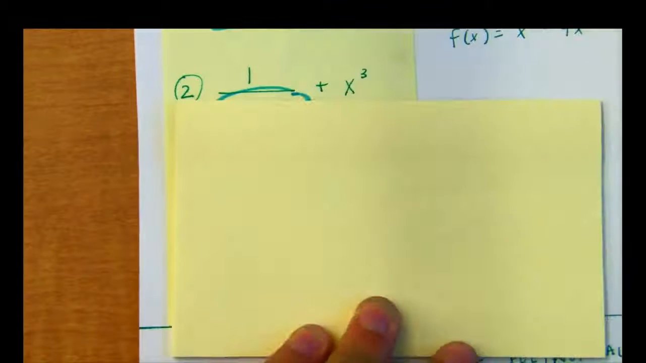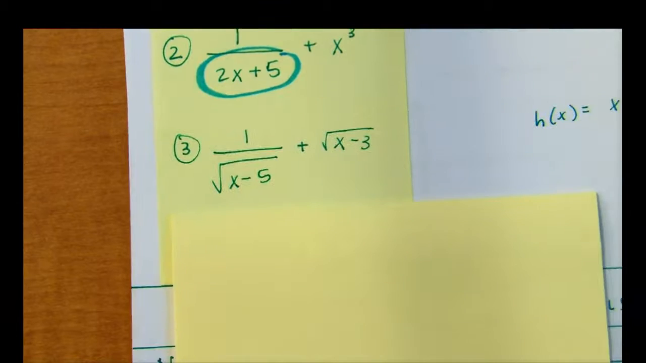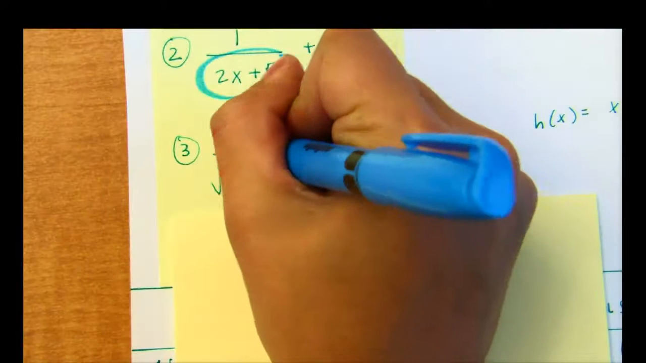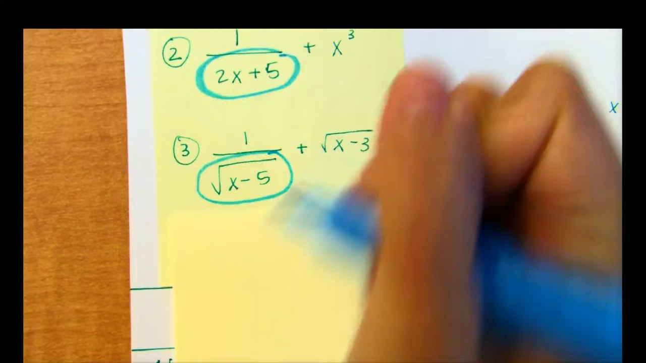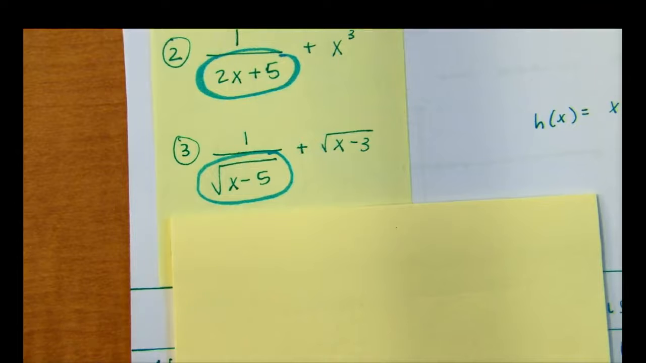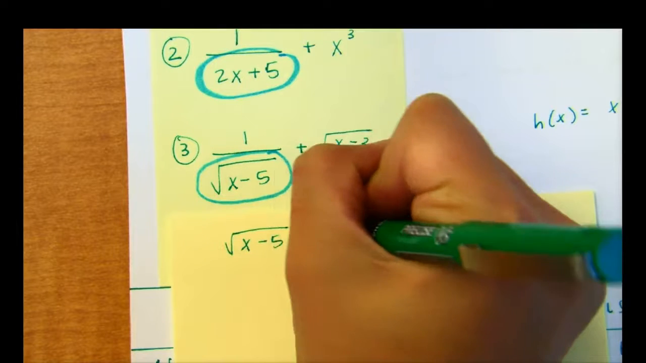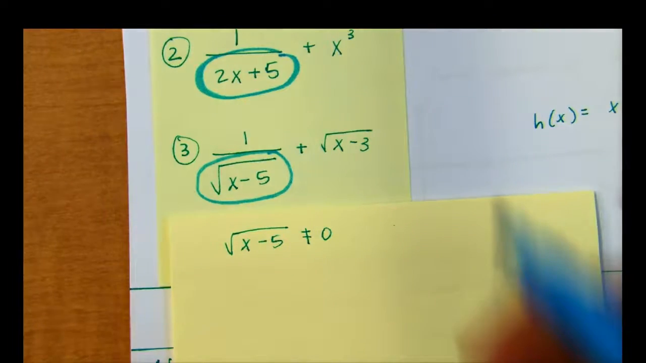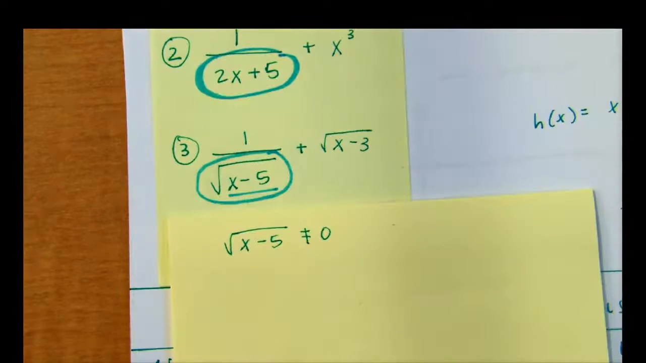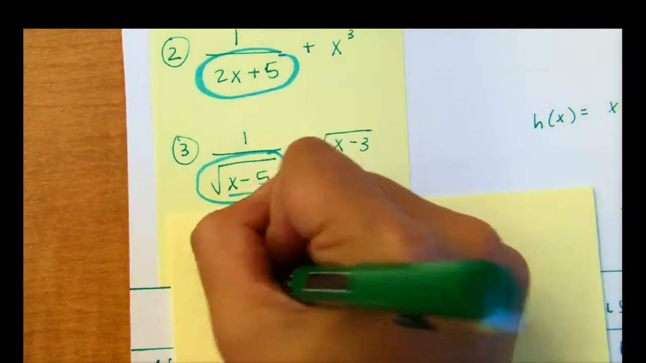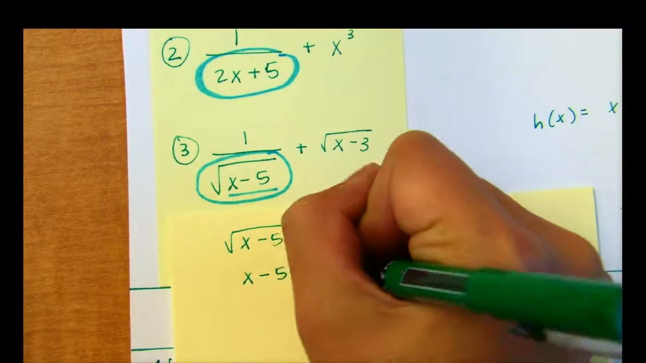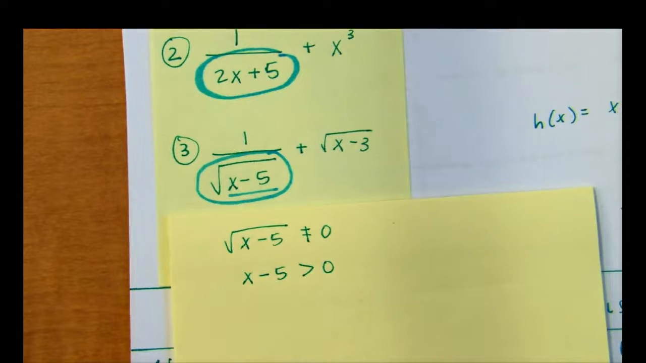Okay, let's look at this third one. Like I said, this was kind of the one that had some combinations that we hadn't talked about. So I've got a couple different restrictions in this equation. The first one is my denominator in this fraction. So the square root of x minus 5 cannot equal 0. And what's inside of that square root, x minus 5, also has to be positive. It has to be greater than 0.